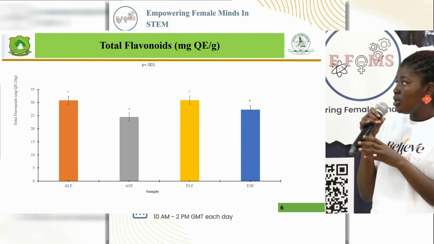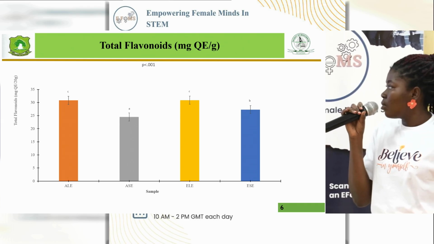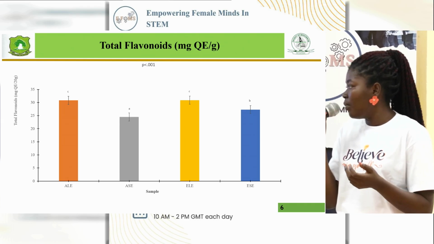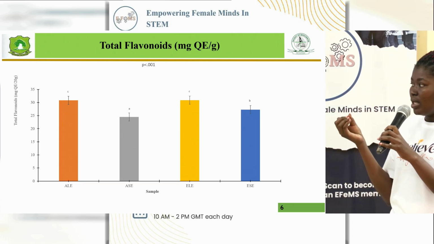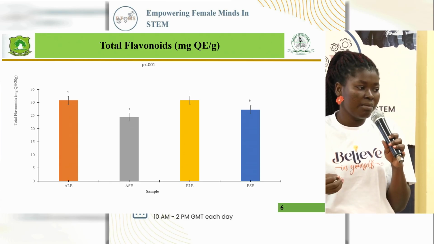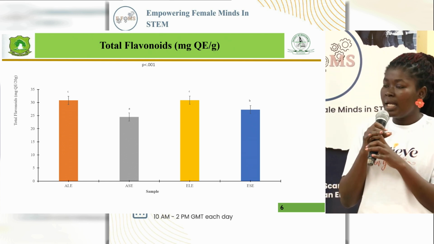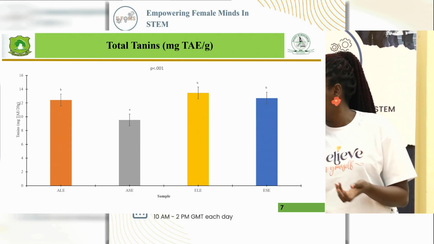Next slide. For the total flavonoid content here too, we can see that the leaves extracts are higher as compared to the stem bark, and the ethanol extracts too. So the ethanol is able to extract more of the phytochemical content due to its high solubility as compared to the aqueous extract. And the same goes for total tannins.